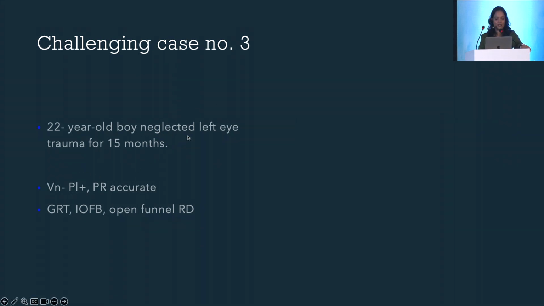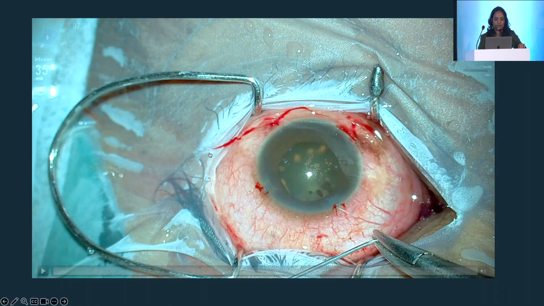This boy had a neglected trauma in the left eye for 15 months. Vision was only PL. Fortunately, I looked carefully, and on clinical examination itself, there was an IOFB. There was a GRT and open funnel RD. These are telltale signs of siderosis, like KVS sir was showing in his presentation.